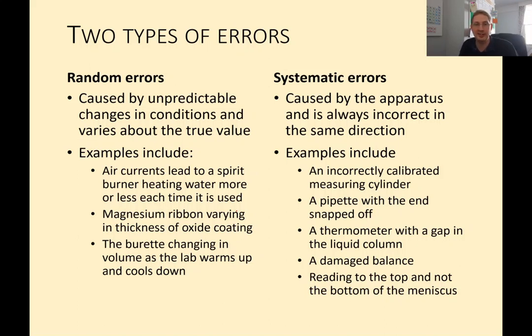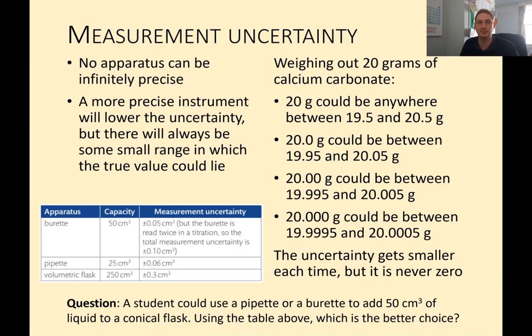Random errors: unpredictable changes in conditions, varies about the true value, air currents, different amounts of impurity, burette changing volume. Systematic errors: these are apparatus errors, always in the same direction, and will always give you the same wrong result. So thermometers with a gap in the liquid column, a damaged balance, reading to the top and not the bottom of the meniscus, for example.